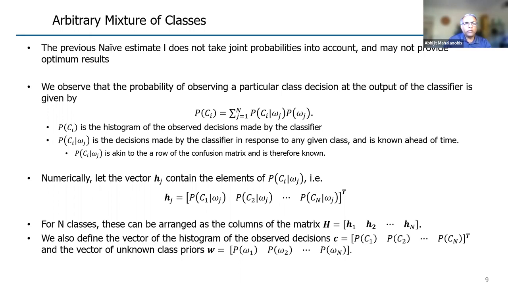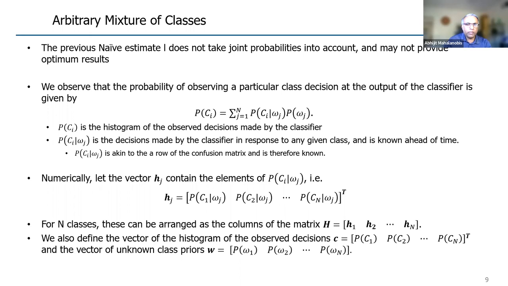Right, so for arbitrary mixtures of classes, we need to be a little bit more formal, perhaps, but not too formal. In fact, this is also a rather simple estimation technique, but it's based on the following observation: you can take the original, this simple equation, that the decisions that are being made by the classifier are really a class-wise histogram, a mixture of class-wise histograms weighted by the probability of that class occurring, right?